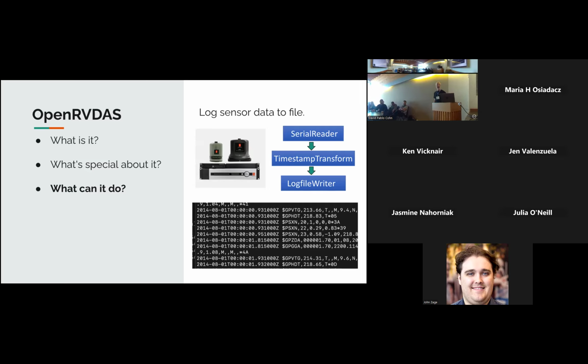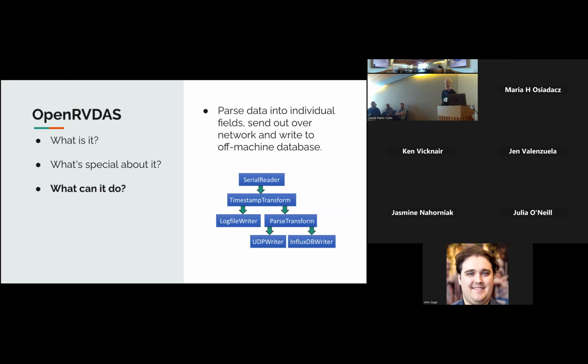So the basic idea is simple. Here's this dumb as day old toast logger: serial reader, timestamp transform, log file writer. Point it at a serial port. It reads it, it adds a timestamp, it saves it to a log file. Right? That is the most basic thing that you can do with OpenRVDAS.